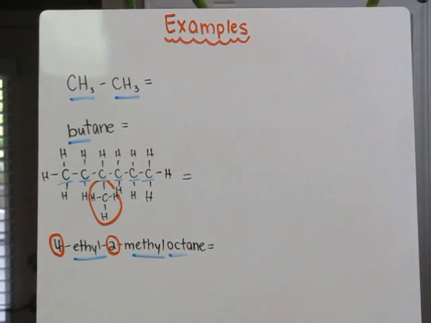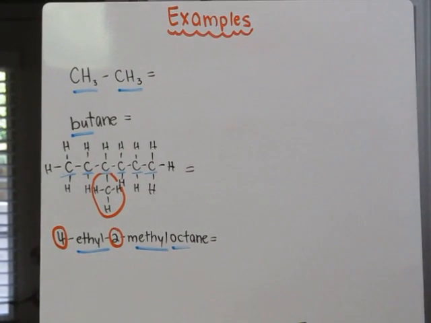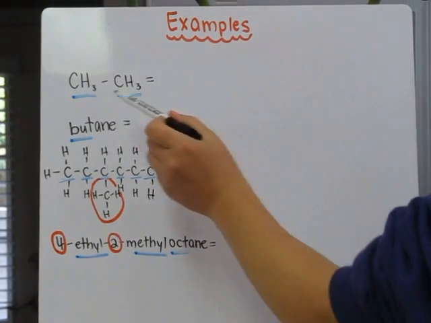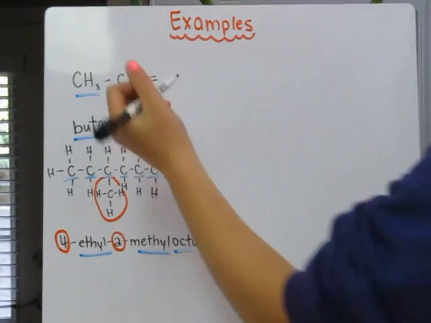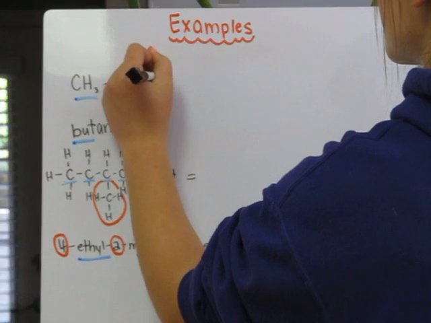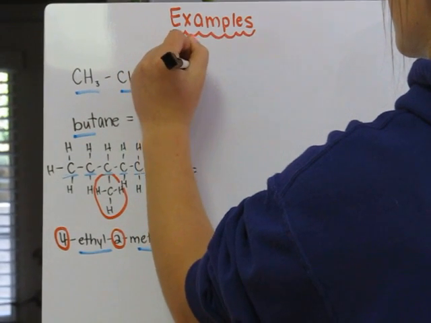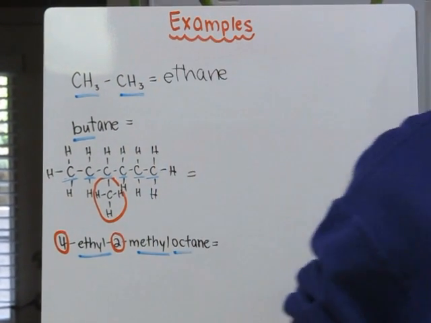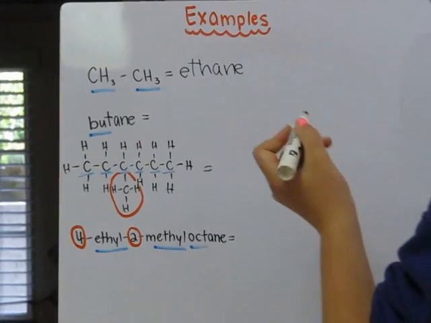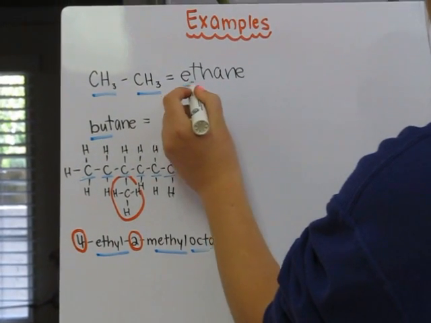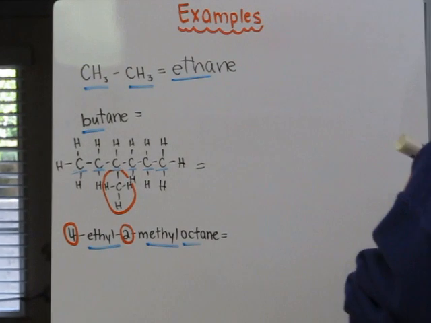Okay, so for our examples, our first example is CH3CH3. Because we have 2 carbons, we know that this would be ethane. So we underline the amount of carbons in blue. So we'll underline the name that tells us the amount of carbons in blue.